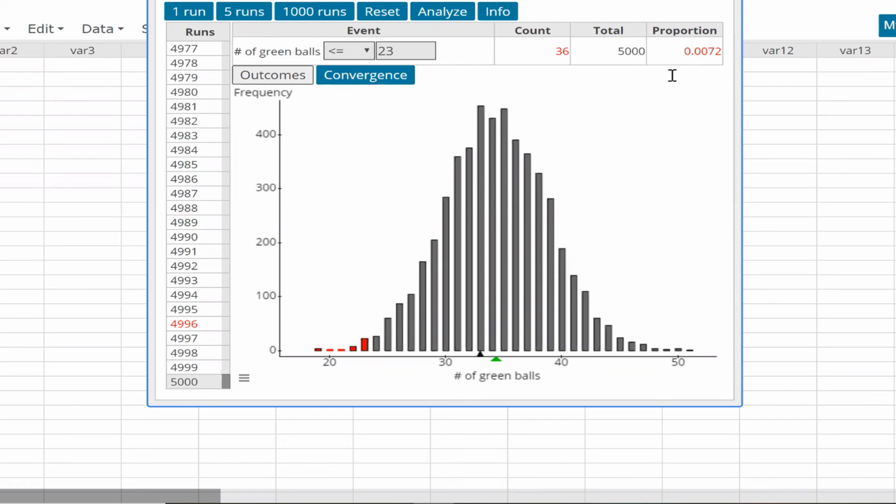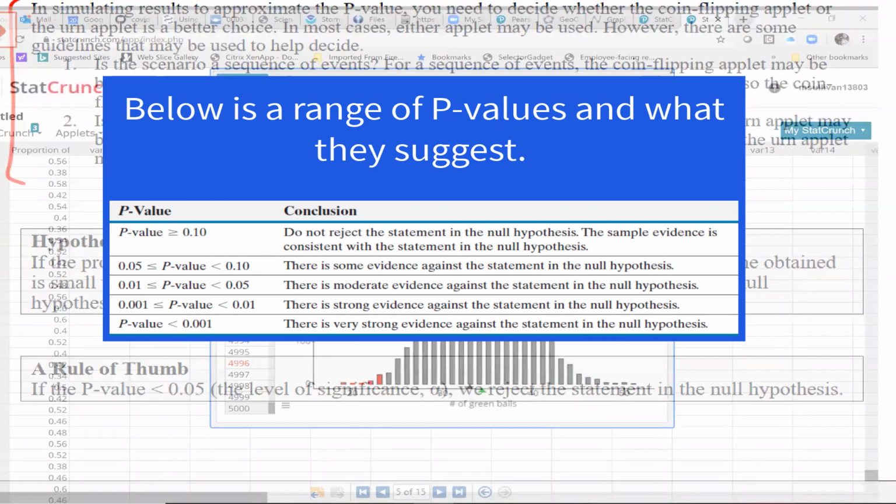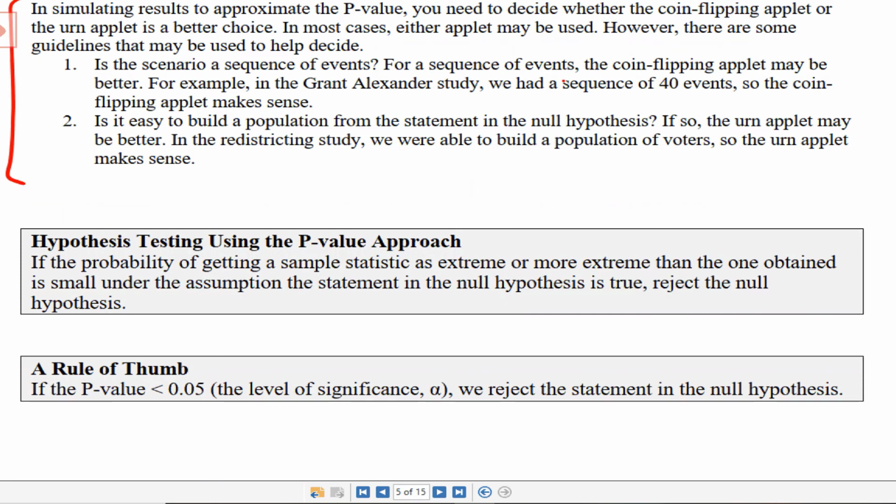That's sort of an aside. What you'll see in the textbook is I lay out for you p-values and what they actually suggest. In other words, p-values in and of themselves have different levels to them. The bottom line is the smaller the p-value is, the stronger the evidence against the statement in the null.